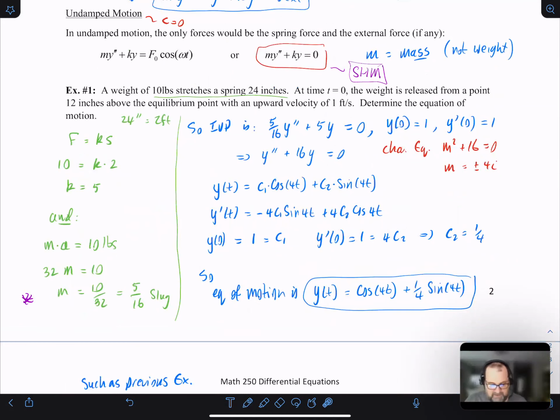A weight of 10 pounds stretches a spring 24 inches. At time t equals 0, the weight is released from a point 12 inches above equilibrium with an upward velocity of 1 foot per second. Determine the equation of motion.